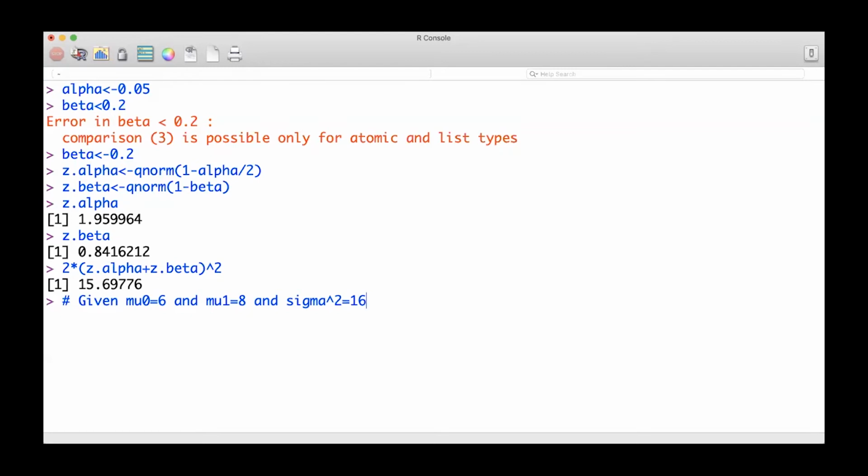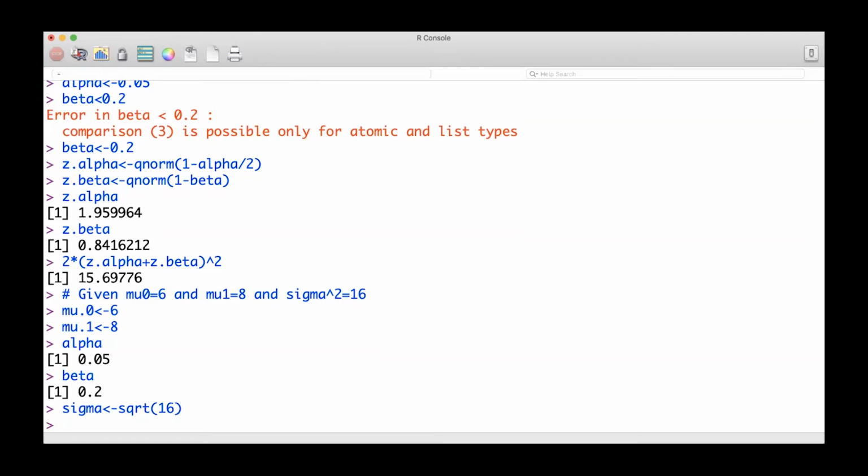So what we want to do is estimate the sample size that's needed to detect a difference in these means using an alpha of 0.05 and a power of 80%. So we said that our mean under our null hypothesis is 6. The mean under the alternative hypothesis is, of course, 8. We've already specified alpha to be 0.05, and we've already specified beta to be 0.2. We have to also specify our standard error, which is the square root of our variance term.